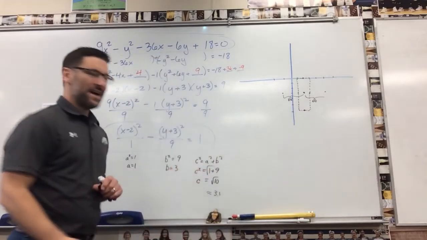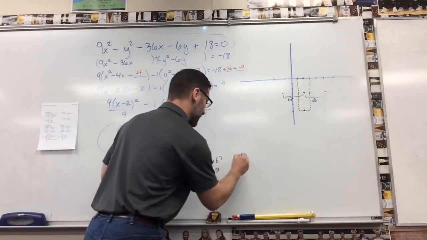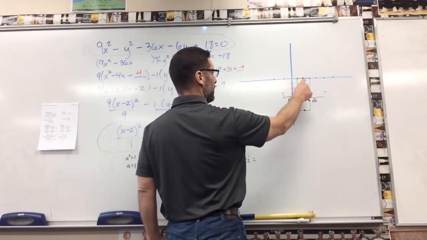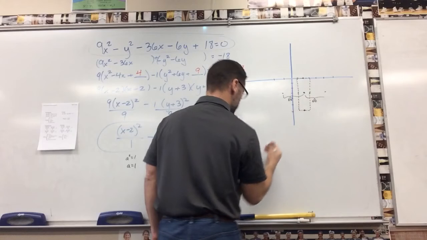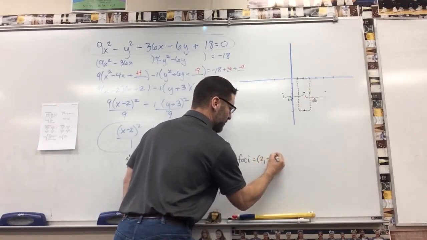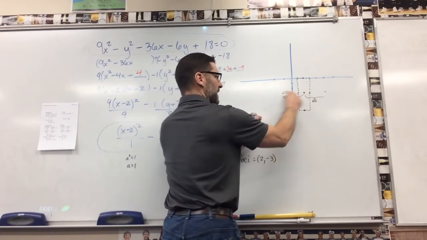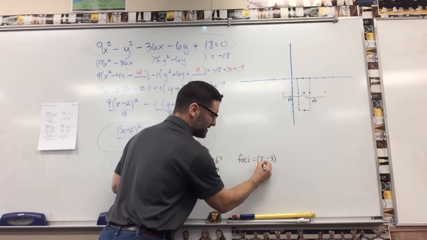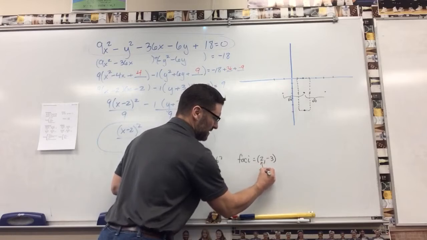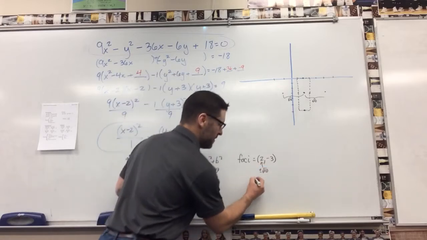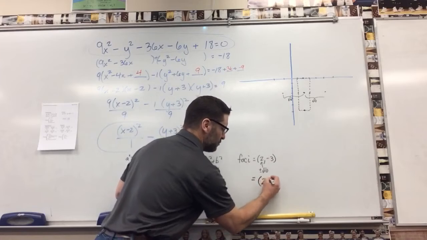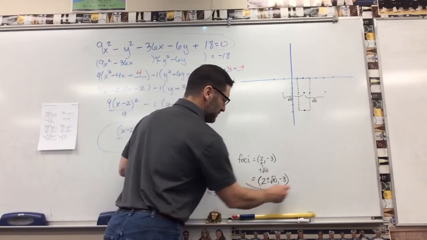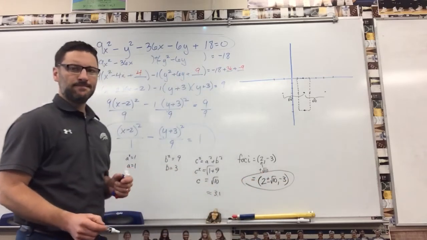So if I was going to list out the foci, I would say my foci are at, well, I'm over 2, down 3. But then in the x direction, I went root 10 to the right and root 10 to the left. So onto this one, I'm going to add root 10 to the right and root 10 to the left. The way that will get written is 2 plus or minus root 10, comma, negative 3. And that's where your foci should be. Okay? It's kind of weird.